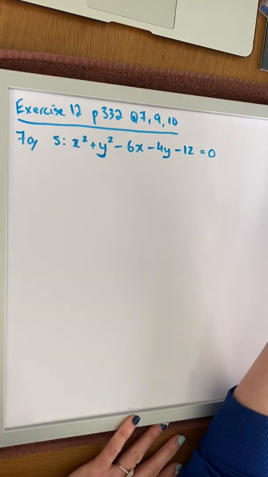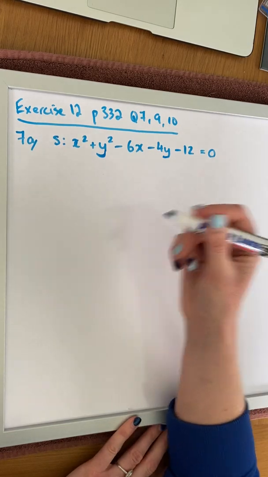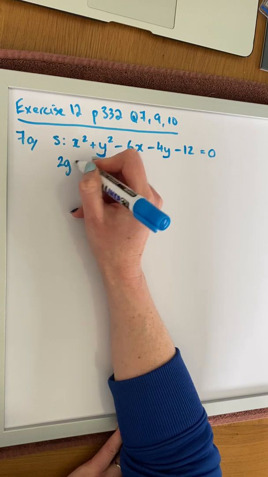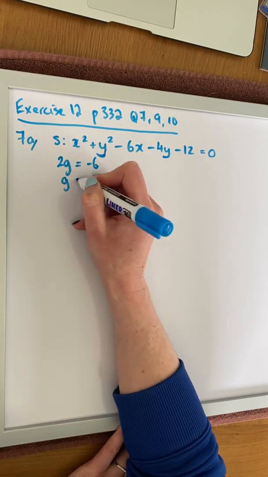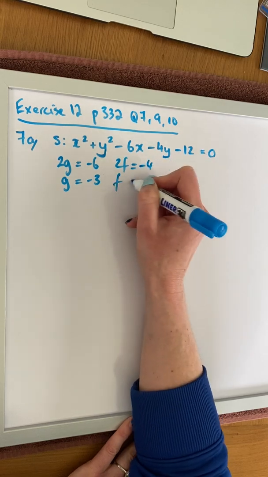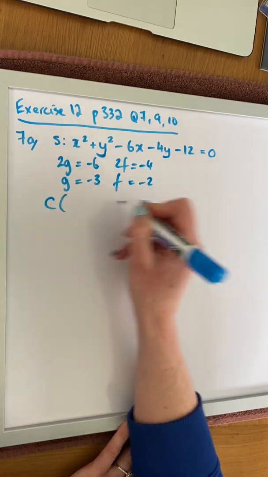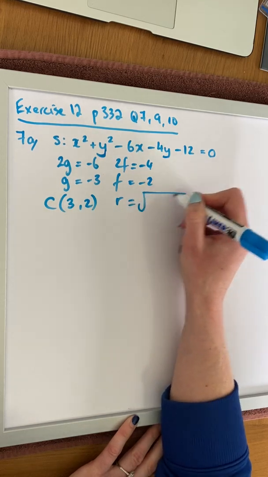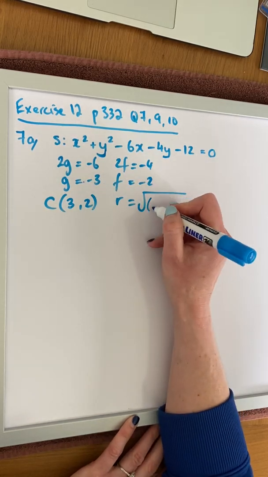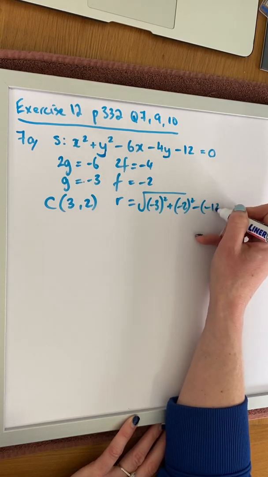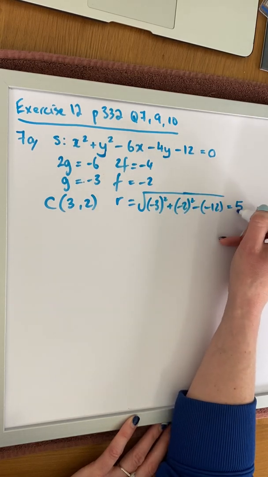If we wanted to draw a quick sketch to figure out what we're actually looking for, we get the center of the circle. So we have 2g is minus 6, so therefore g is minus 3. 2f is minus 4, therefore f is minus 2, meaning the center of the circle is the point (3, 2), and the radius of the circle is the square root of g squared plus f squared, so that's minus 3 squared plus minus 2 squared minus minus 12, which gives us a radius of 5.